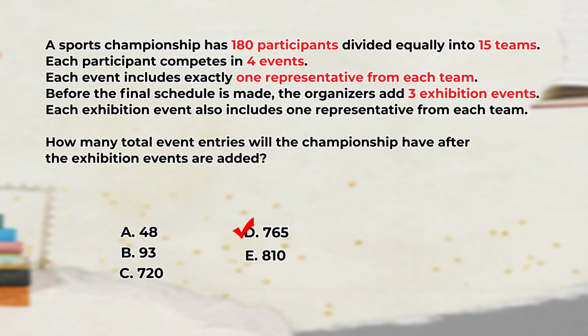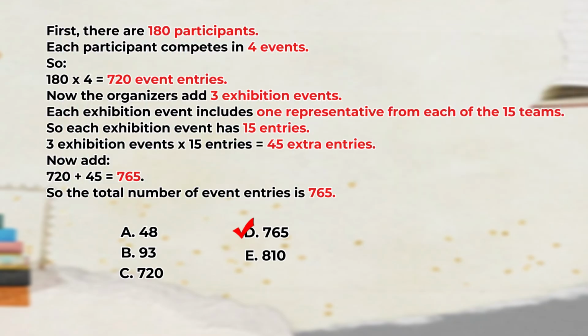Let's solve it step by step. First, there are 180 participants. Each participant competes in 4 events. So, 180 times 4 equals 720 event entries. Now the organizers add 3 exhibition events.